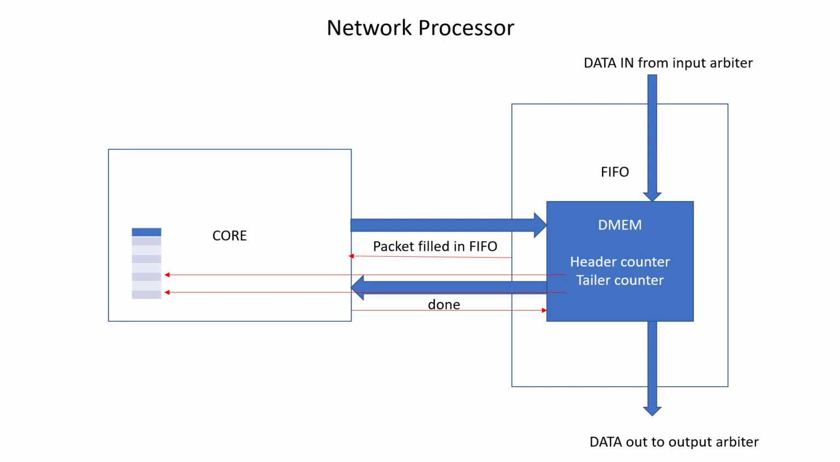The core can use these values to identify the payload locations and just ignore the header and trailer data. Once the core is done, the done process signal is generated using the special instruction in our instruction set, and the done signal is sent to the FIFO, which then moves to the next state and passes the data on to the output arbiter.